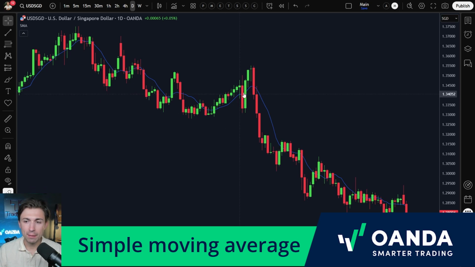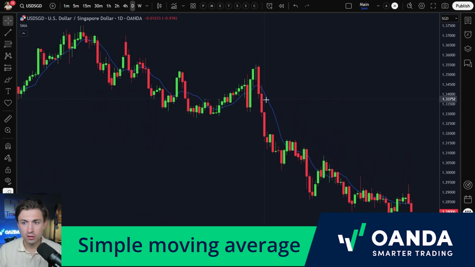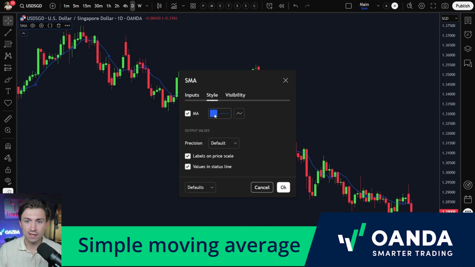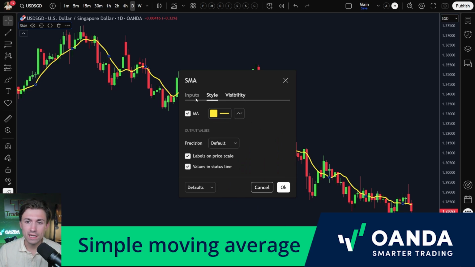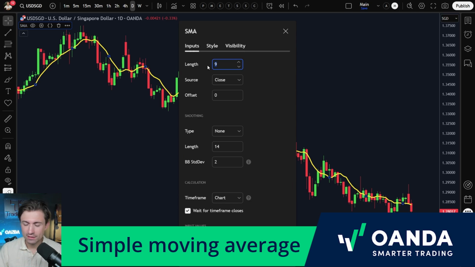Now you can see it populated with this blue line across the chart, but let's say I want to modify this slightly. Let's say, for example, I'd like to change the color to a bright red, or let's do yellow because that's a little easier to see. And I can make it a little bit bigger. Then we can also go to the inputs tab and change this to, let's say, a 20 period moving average.